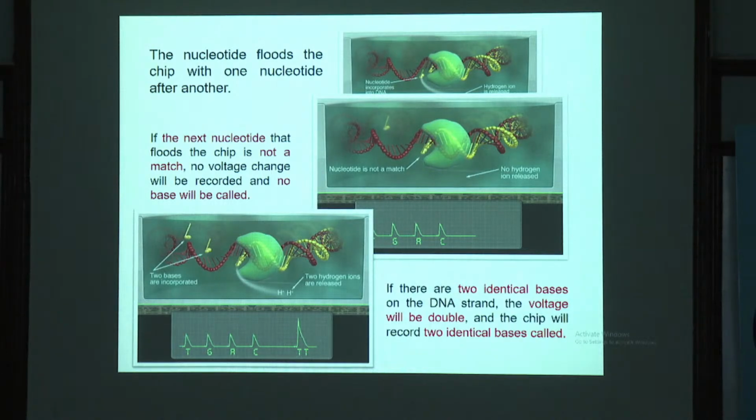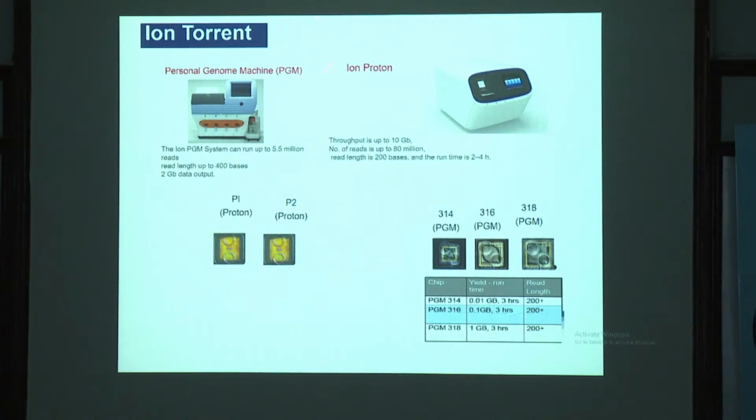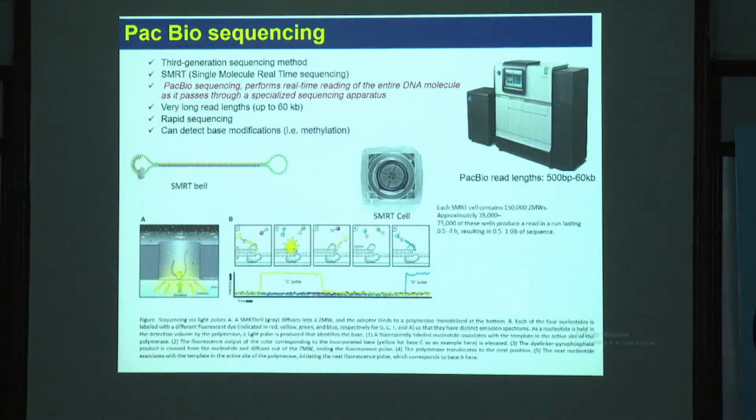Okay. And these are the variants of Ion Torrent. You can see here the Personal Genome Machine is there, then Ion Proton, and these are the different chips we use.